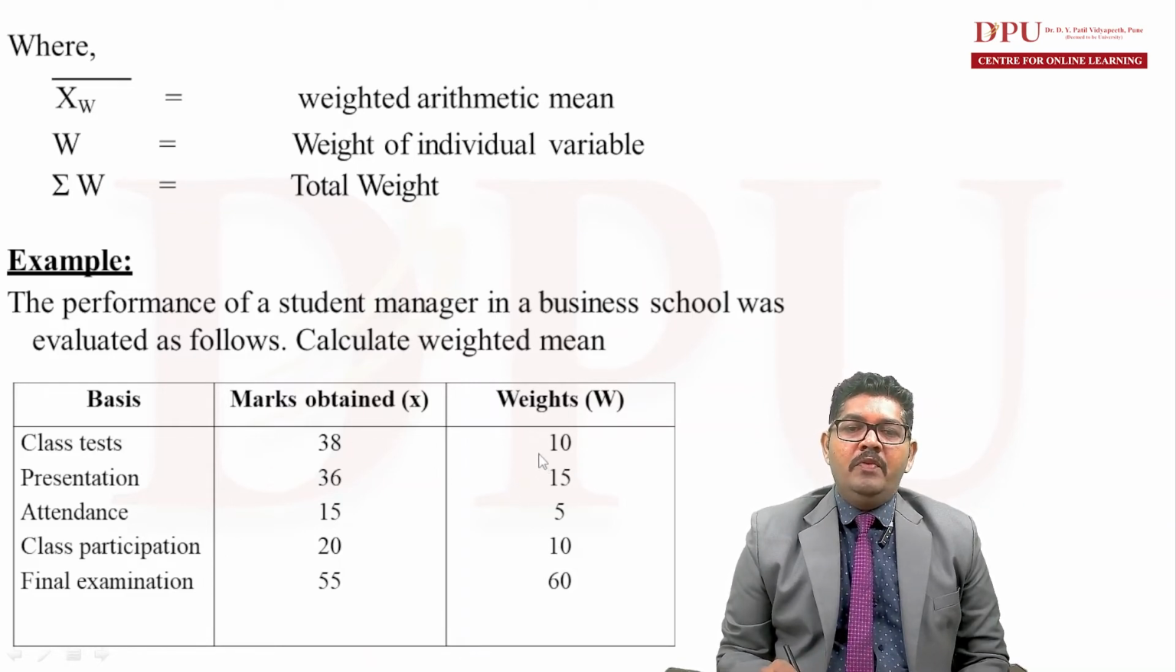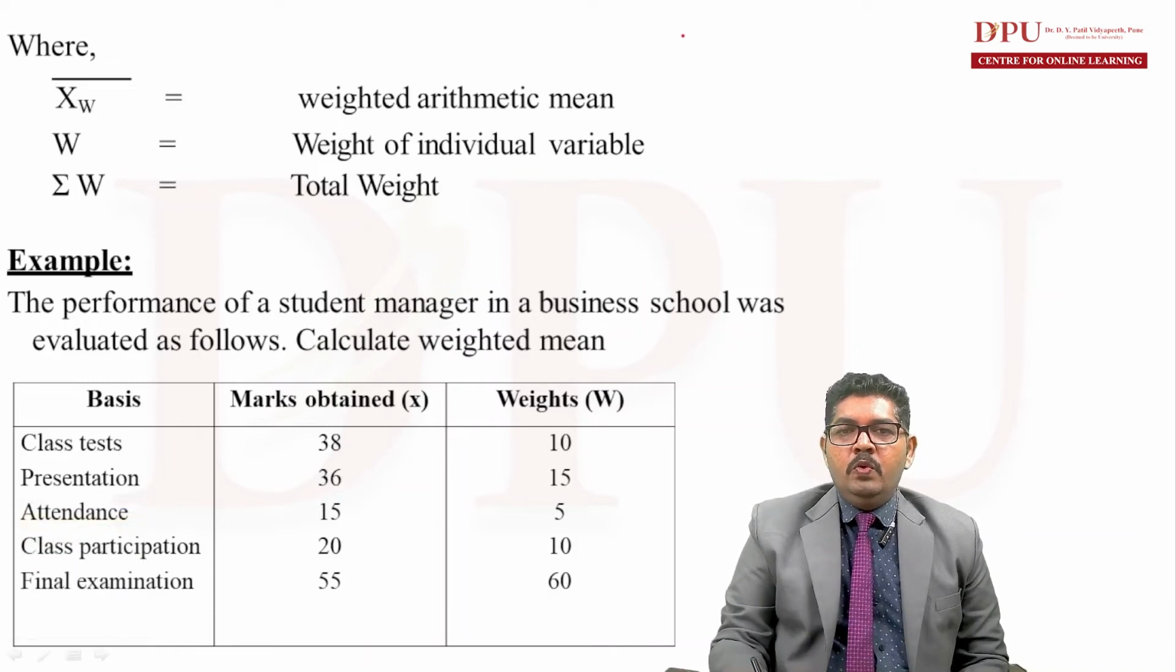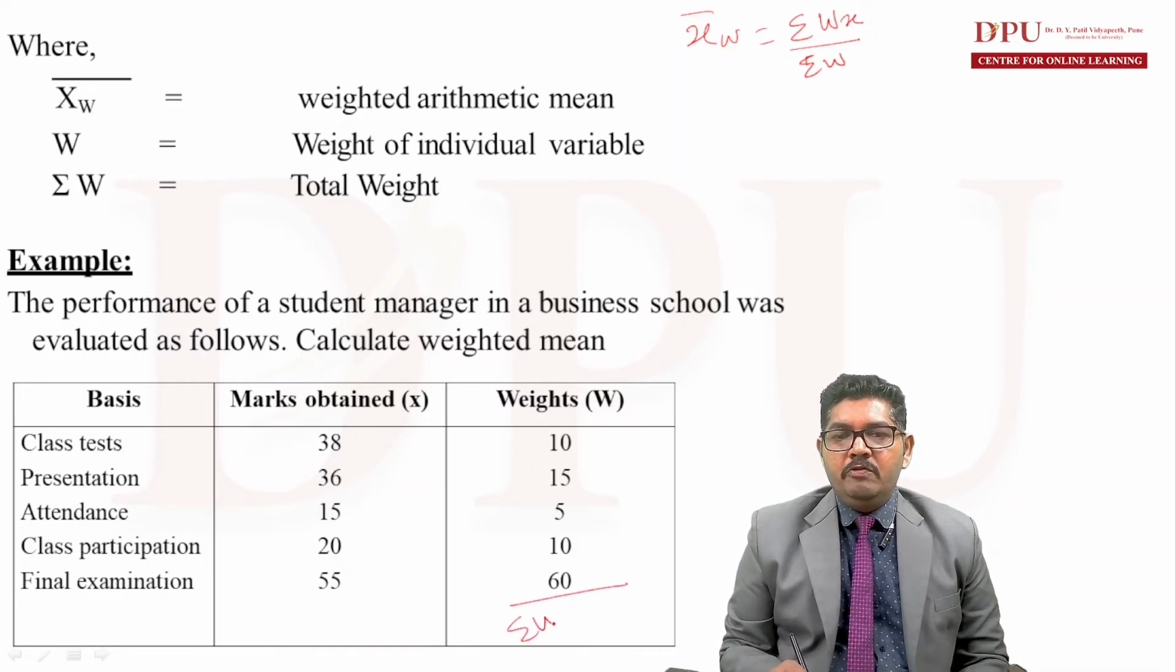Now how do we calculate it? So these are the different importance weights assigned to the individual observations according to their importance. So let us calculate this. x bar w is equal to summation of wx divided by summation of w. Summation of w is equal to 100, and what we need to calculate are the wx values. So let us calculate the wx values.